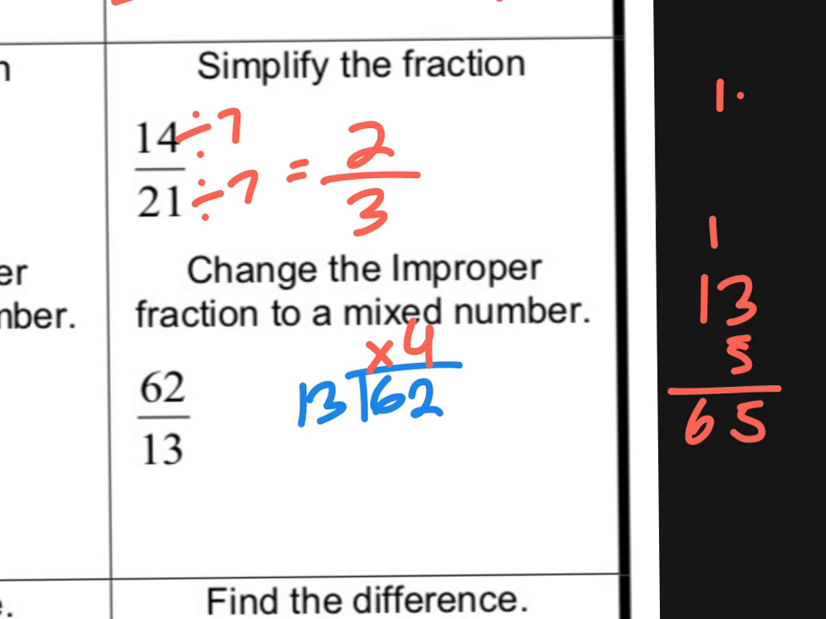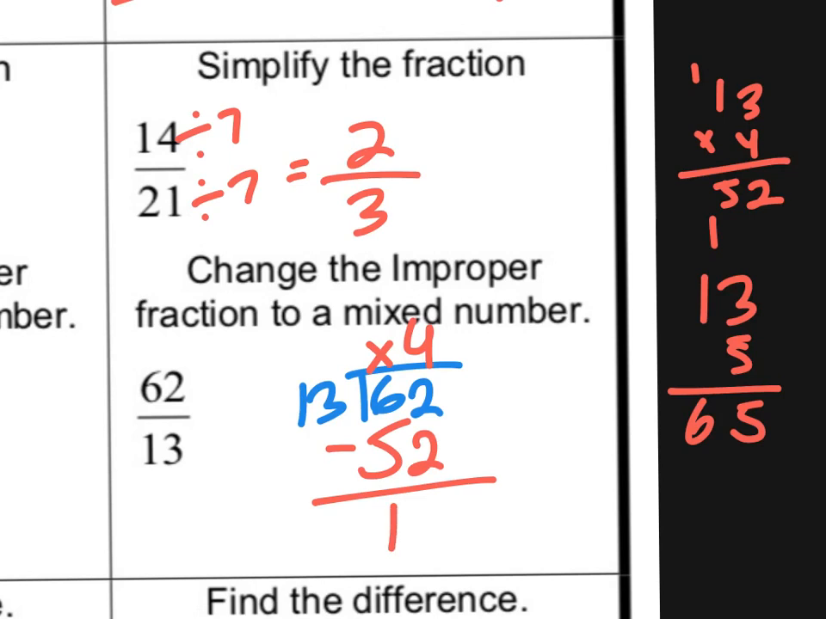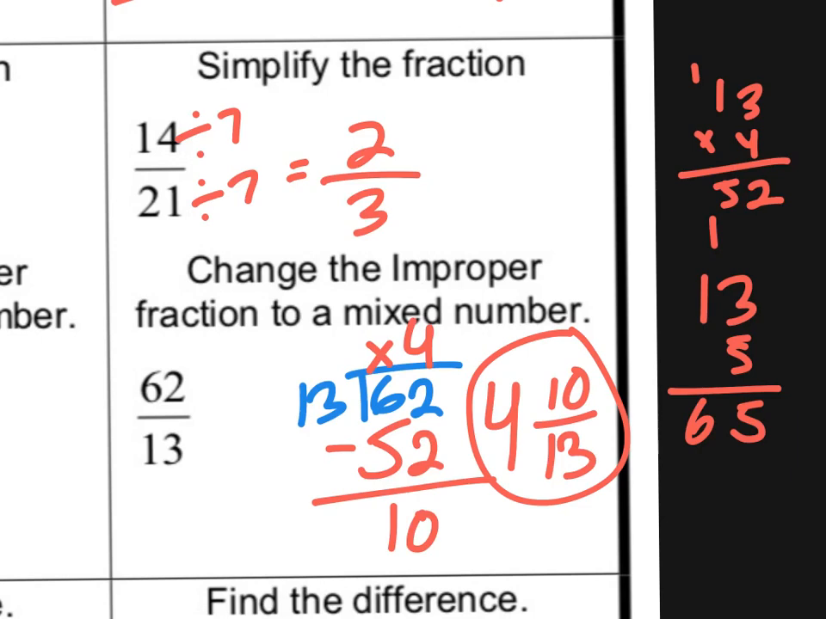And when we multiply it by 4, let's do the math real quick. 4 times 3 is 12, carry the 1. 4 times 1 is 4, add 1 is 5, so it'll be 52. So what we'll have is 10 left over. So the answer would be 4 wholes with 10 left out of 13. 4 and 10/13.